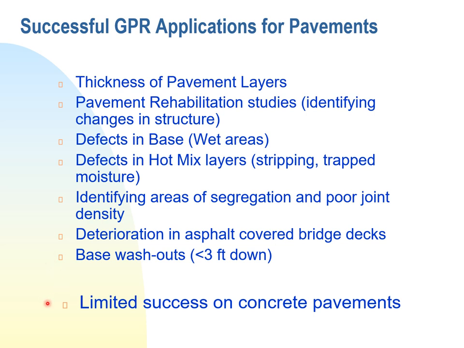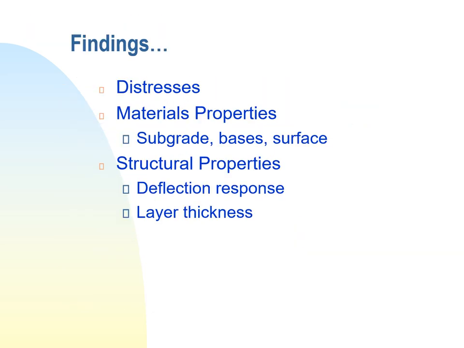There is one thing which is mentioned, that limited success on concrete pavement. Here the words limited success mean the results are not of the accuracy that you have in the case of flexible pavement, but still we are using this technique for concrete pavement. The findings: distresses, material properties of the subgrade, bases and the surface cores, and the structural properties, deflection response, and the layer thickness.